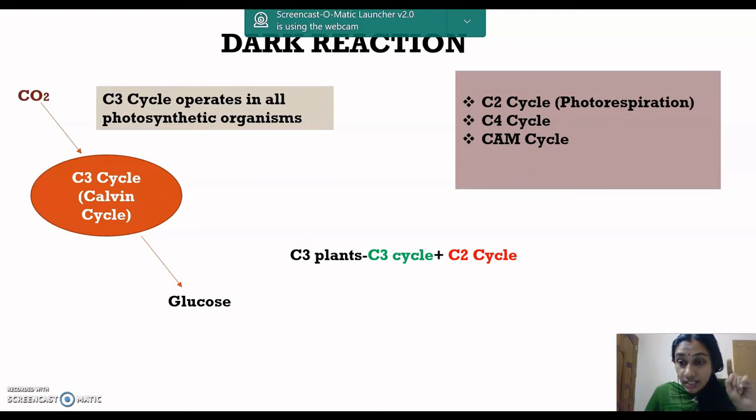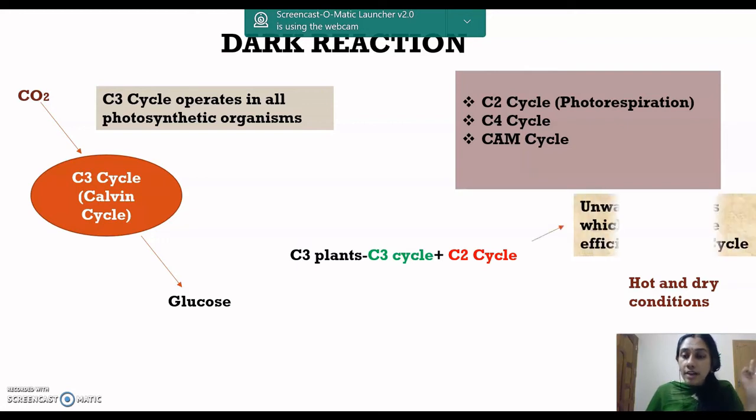That is very important. C2 cycle is operating in C3 plants, not always, but during some particular environmental conditions, that means hot and dry conditions, that means extreme temperature and dryness and extreme light intensity. Such environmental factors favor the operation of C2 cycle in C3 plants. Okay, so what is C2 cycle?